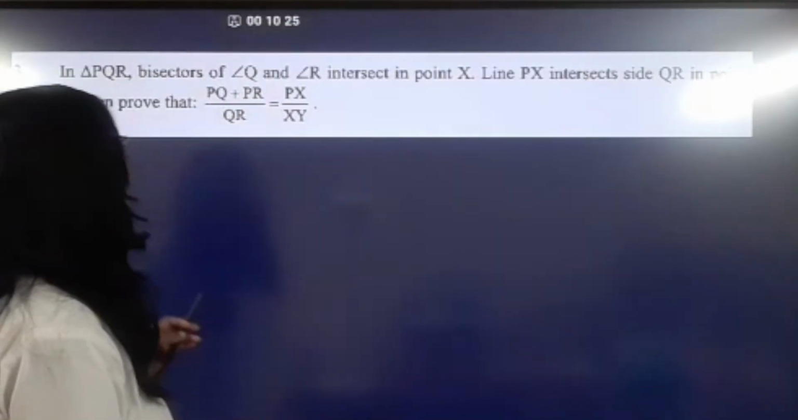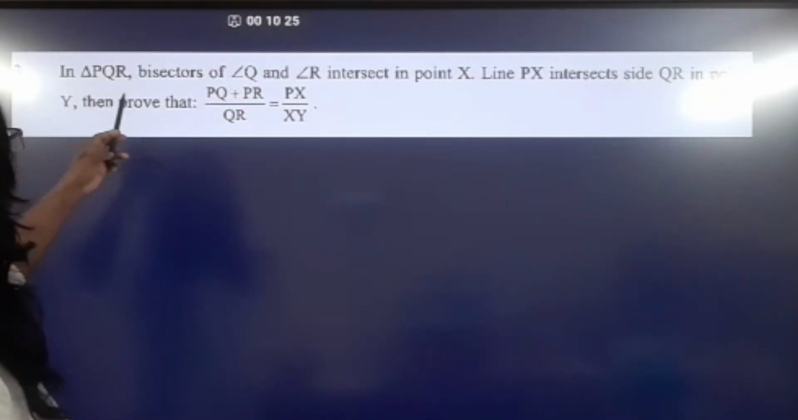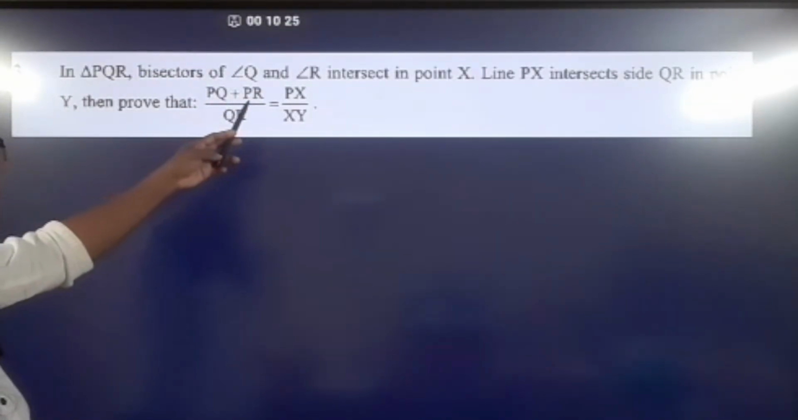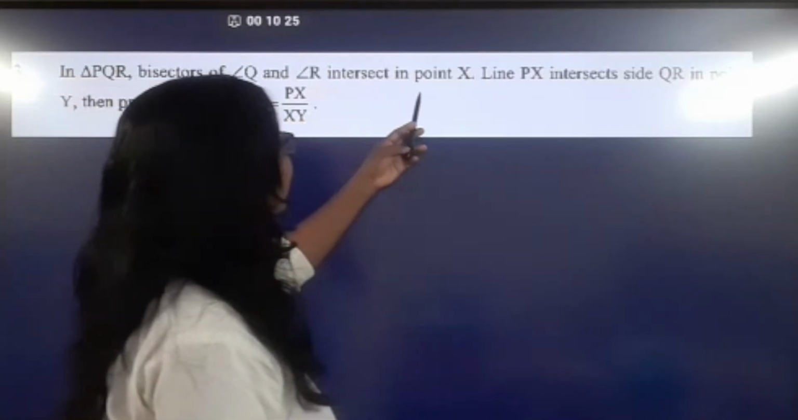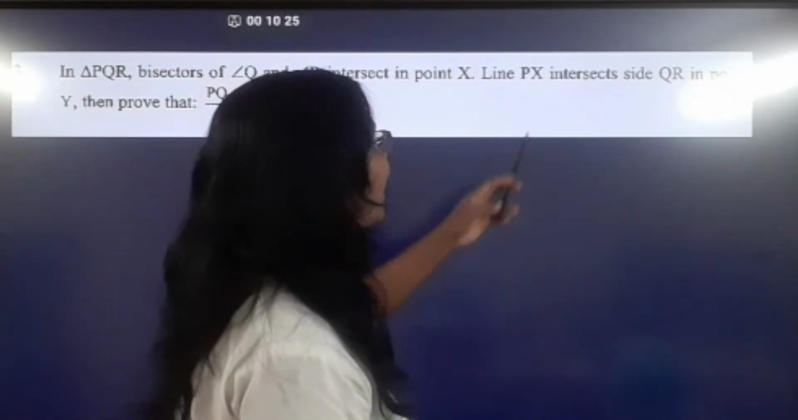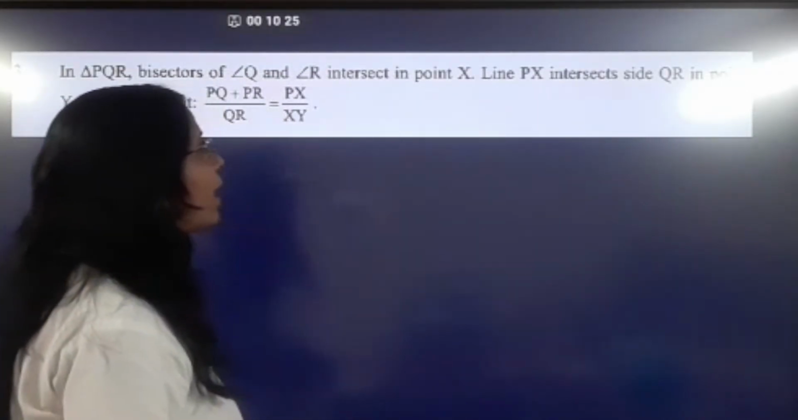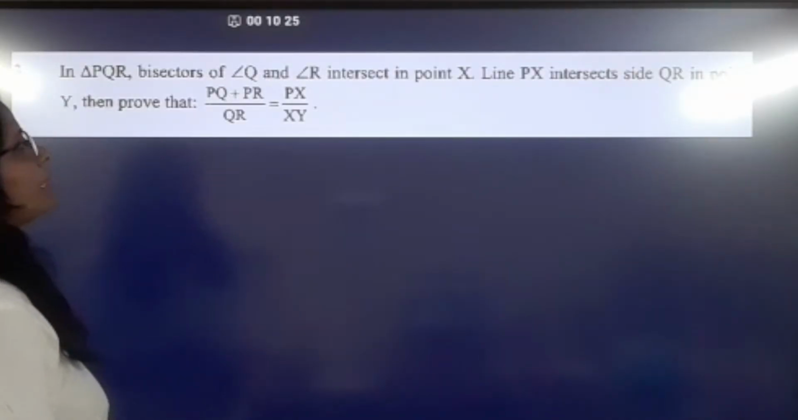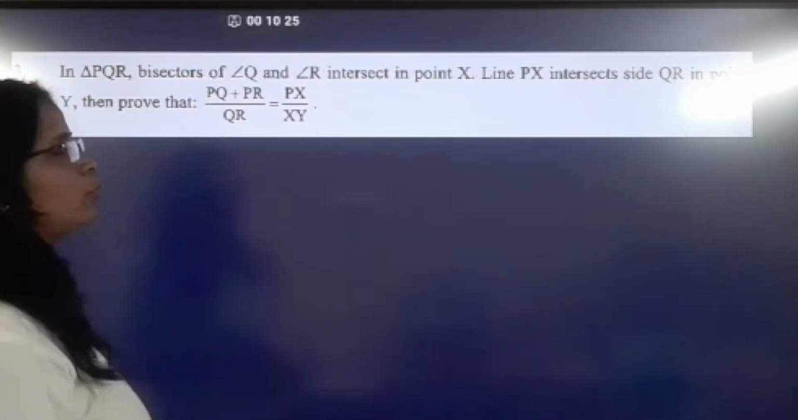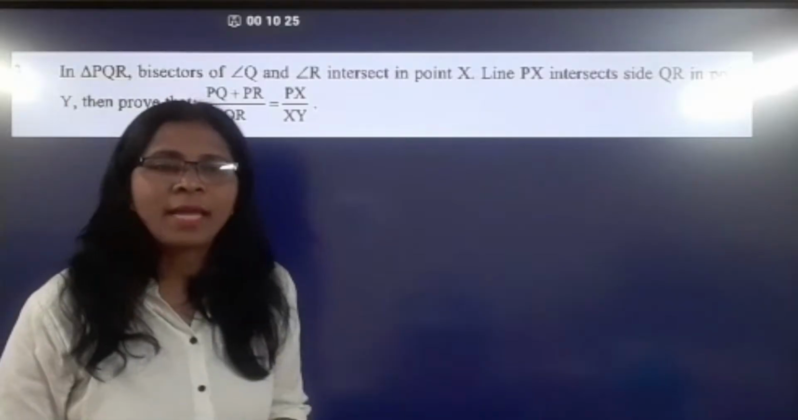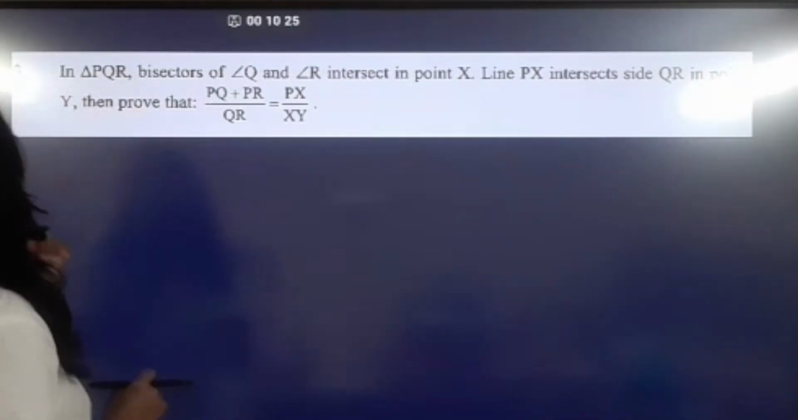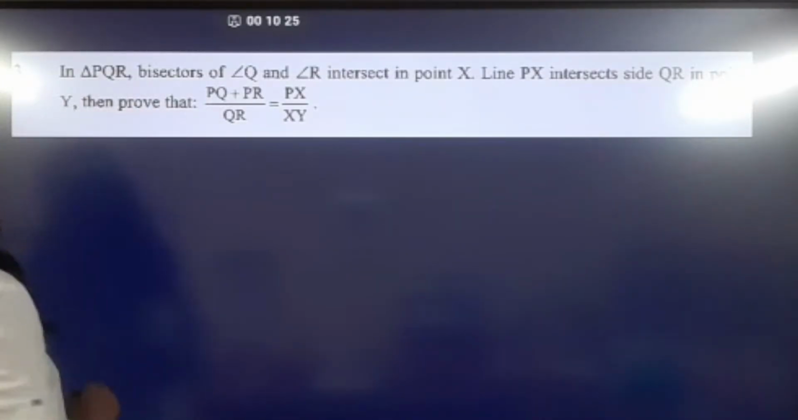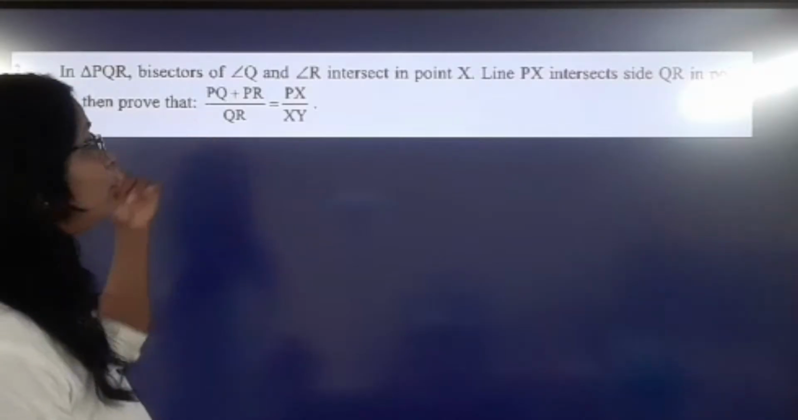Then here students, see here in triangle PQR, bisectors of angle Q and angle R intersect in point X, line PX intersects side QR in point Y. Then prove that PQ plus PR upon QR is equal to PX upon XY. So now here students, first, it is a theorem, students, that we have to prove.